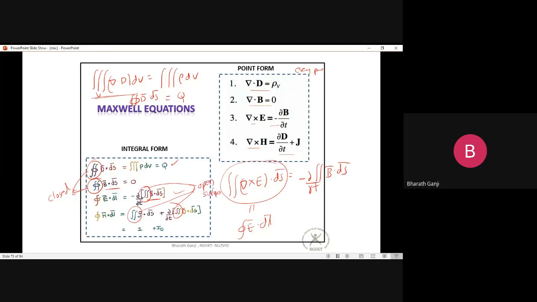Okay, because you are taking a closed loop, you can attach only an open surface, not a closed surface. Anyways, so these are the equations. So what you have to do now is write these equations on a paper.